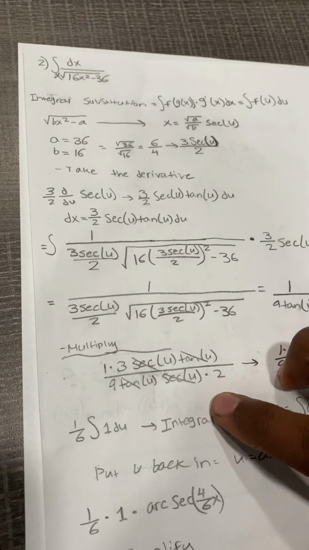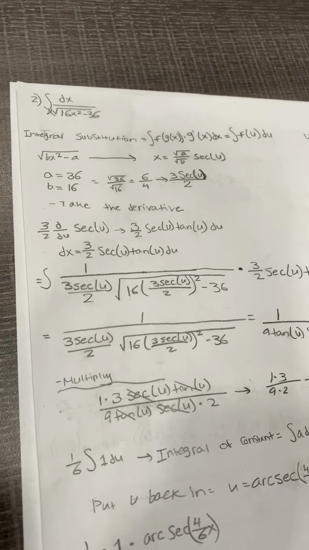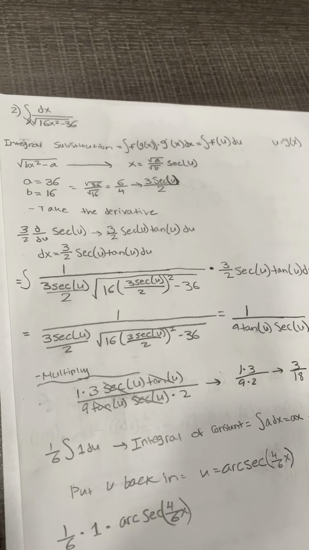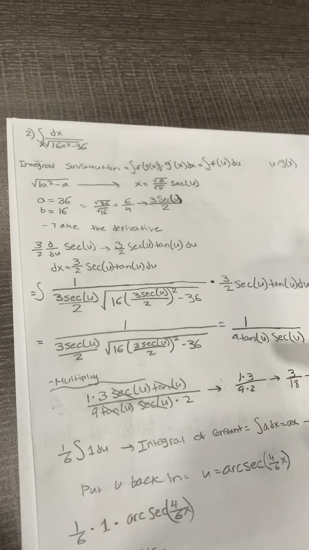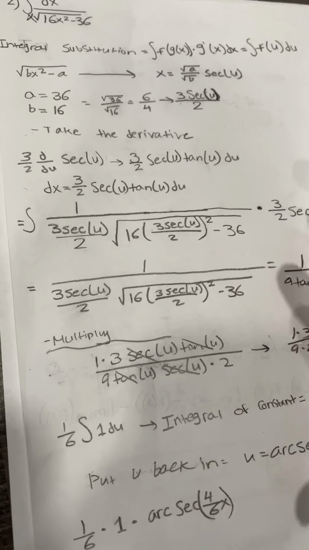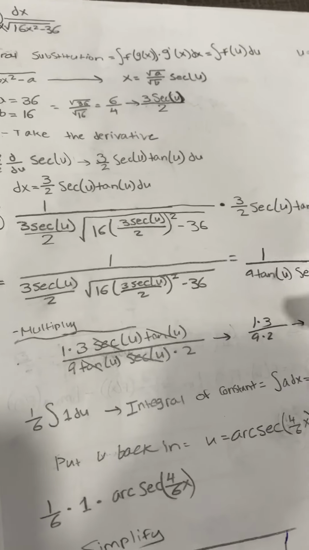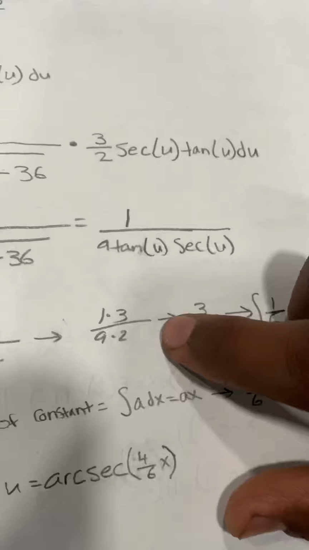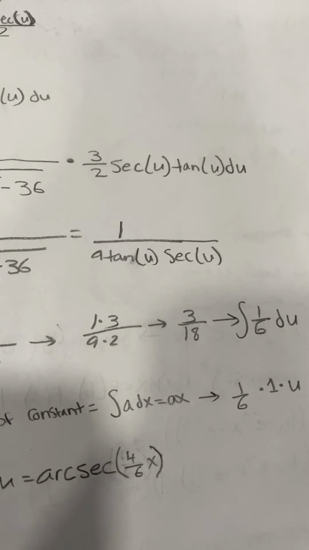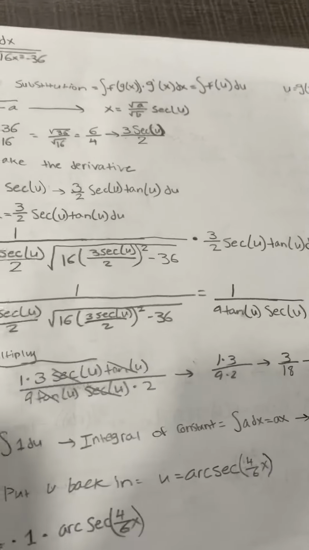So then we get down to our final process where we have to multiply. Where we're multiplying is the 1 over 9 tan u secant u times 3 secant u over 2. So if you do that, you're basically canceling everything out with whatever's on the top and whatever's on the bottom, which just leaves you with 1 times 3 over 9 times 2, which gives you 3 over 18, which simplified gives you the integral of 1 over 6 du.